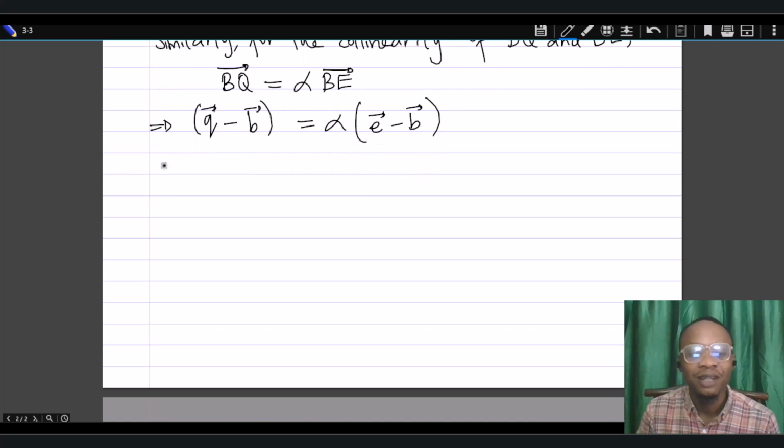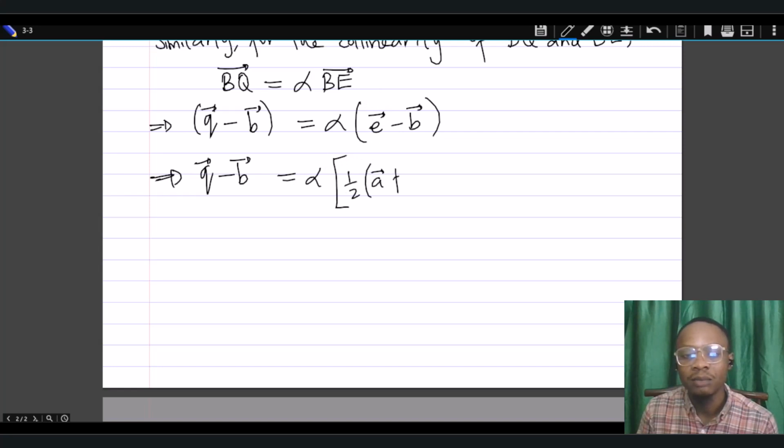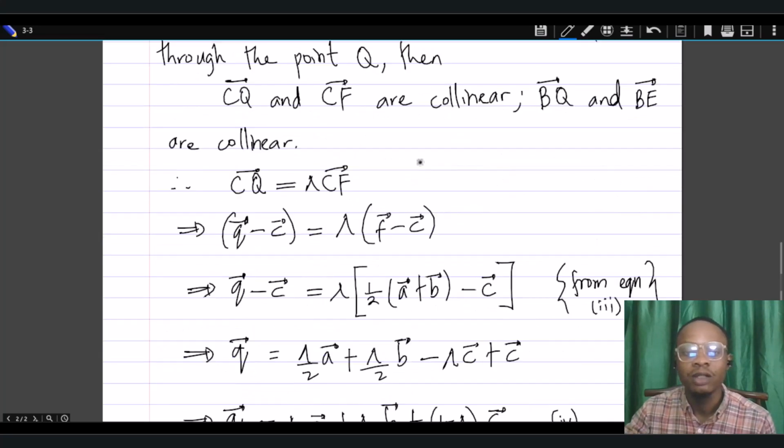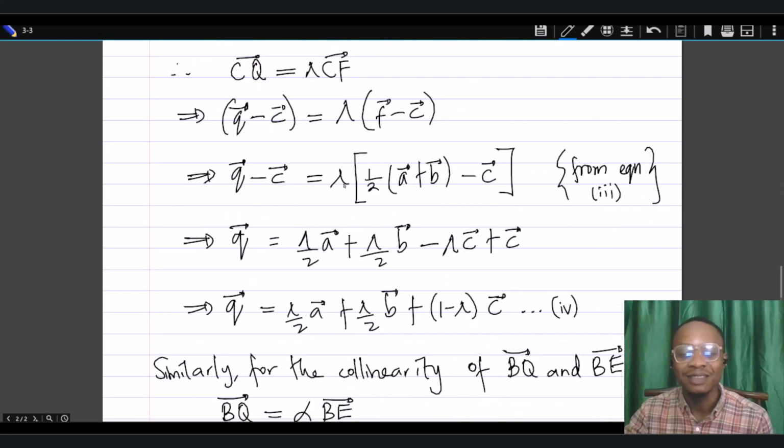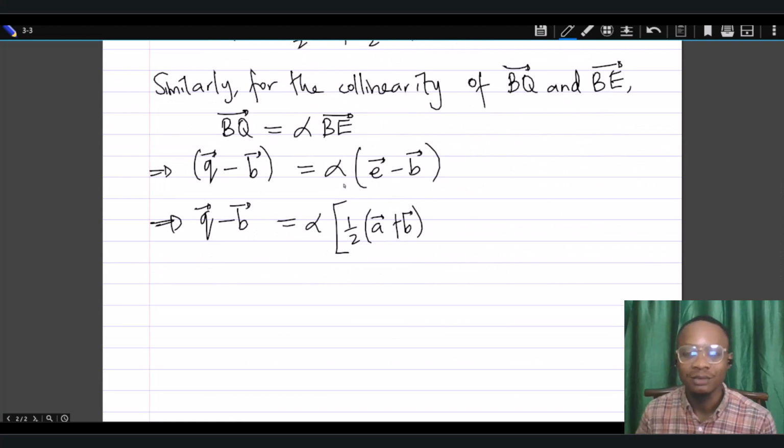So we now go ahead to say that this implies that Q minus B is equal to alpha into, instead of E now, we use 1 over 2 into A plus B. That's correct. Is it A plus B right there? Please let us be sure. E is actually 1 over 2 into A plus C, please. A plus C, not A plus B. So let us correct that. It is A plus C.